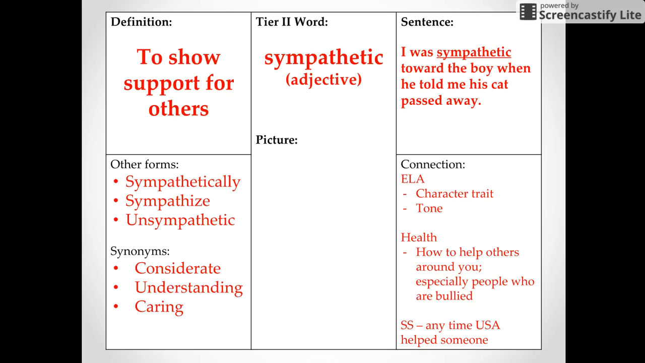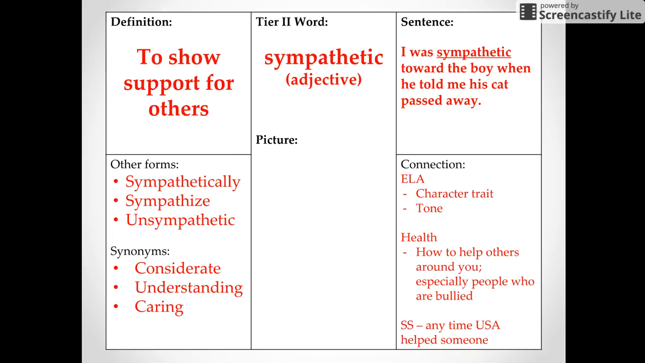Our first word is sympathetic, and I am sure many of you have already heard this word and have used it. It basically means to show support for others. Sympathetically, sympathize, or unsympathetic are all other forms of this word. And if you look at the synonyms, we already have one of our current Tier 2 words, considerate, making the list. So sympathetic could mean something very similar to considerate if you're showing understanding or if you are being caring. Okay? So I would use this word if I were going to say caring. I would say, oh, sympathetic is a much stronger word.